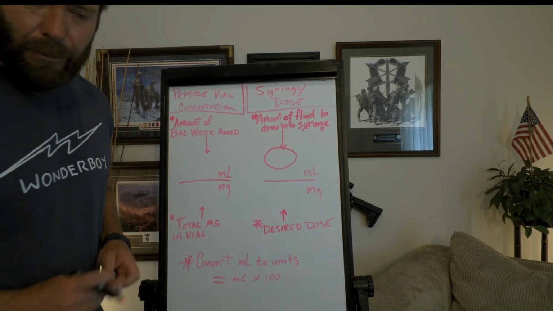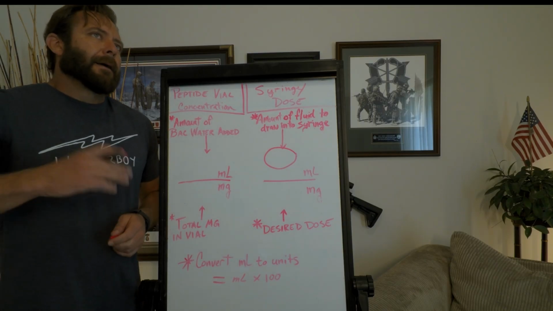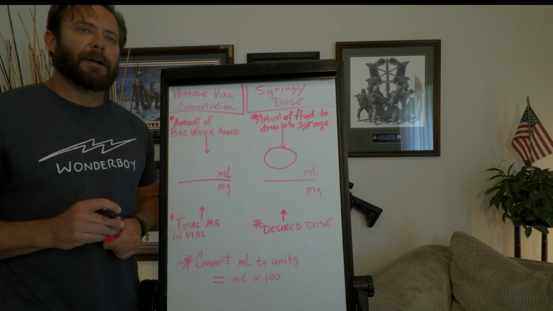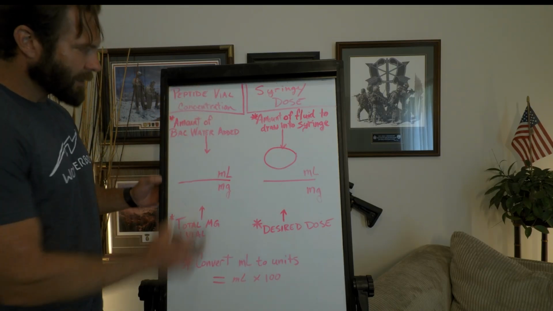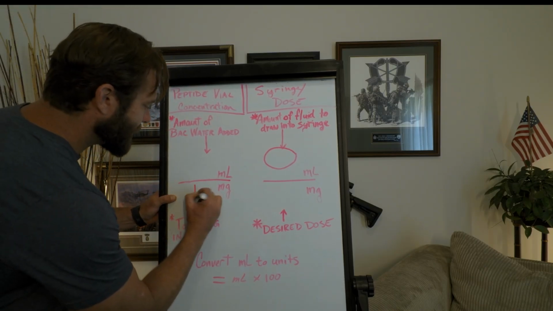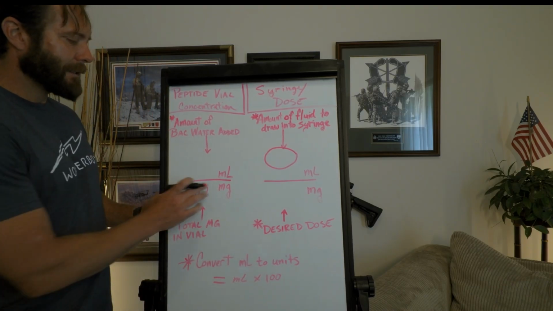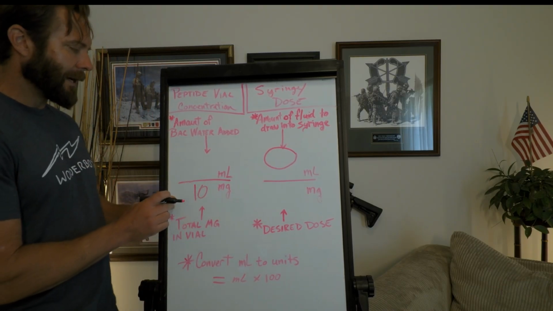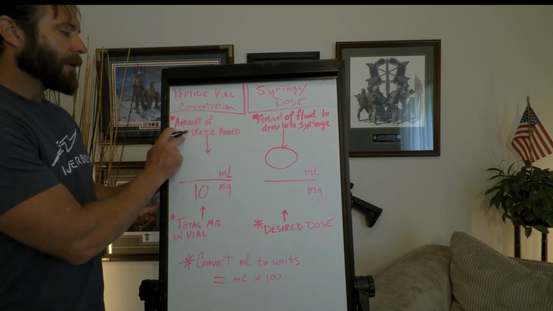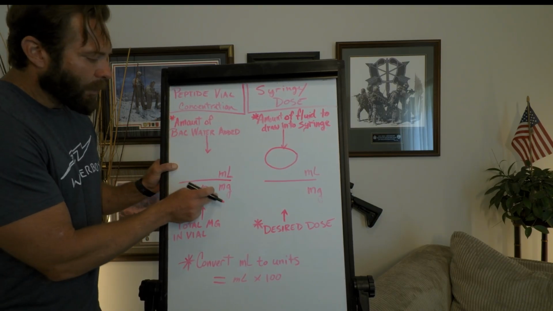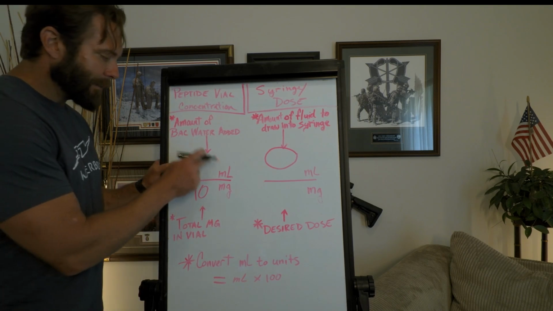So here we go. Let's just do an example. I'm going to try to do an easy one to start off. Okay, reconstitute 10 milligrams. Okay, so this is our peptide vial. So let's say 10 milligrams is the strength that's in that vial. That's the weight. Milligrams is weight. The amount of bacteriostatic water I want to add into this vial, that's what I'm going to put up here.